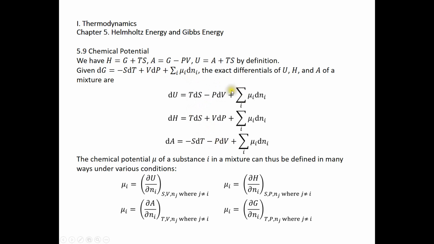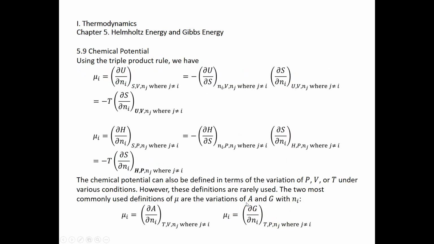Now, by looking at these four expressions, we have four different definitions of chemical potential. It's ∂U over ∂n_i, ∂H over ∂n_i, ∂A over ∂n_i, or ∂G over ∂n_i under different conditions. Over here, when we use U, make sure S and V are constant. When we use H, S and P should be constant. When we use A, T and V should be constant. When we use ∂G over ∂n_i, then temperature and pressure should be held constant. This is the IUPAC definition.